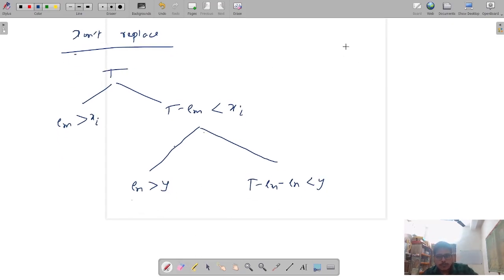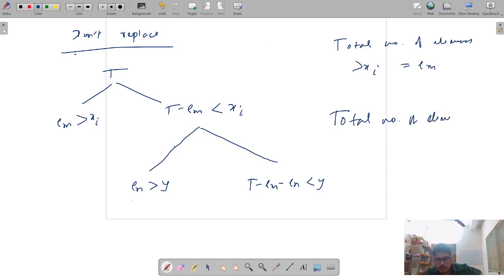So the total number of elements which is greater than xi is m, but the total number of elements greater than y will be n plus m also, because xi is greater than y, right? Here was our x3, here was our y. So x3 is greater than y. So xi is greater than y. And m is greater than xi. Oh, so no. So what I am saying? Yeah. So I am confused now.